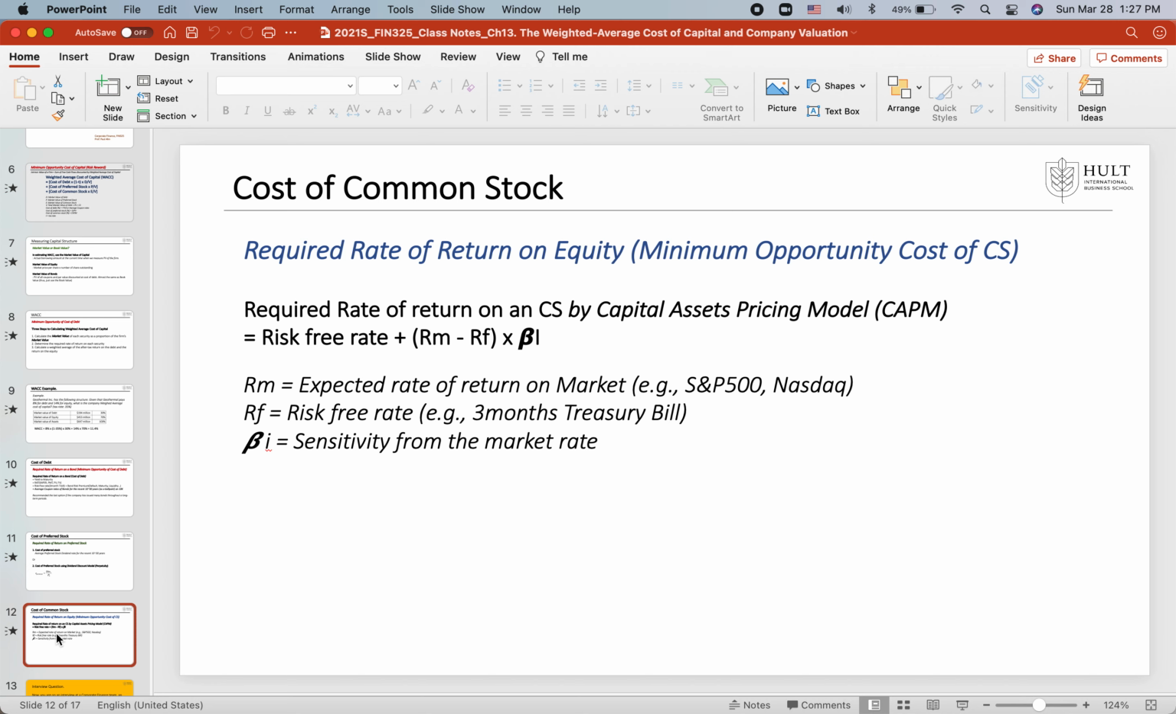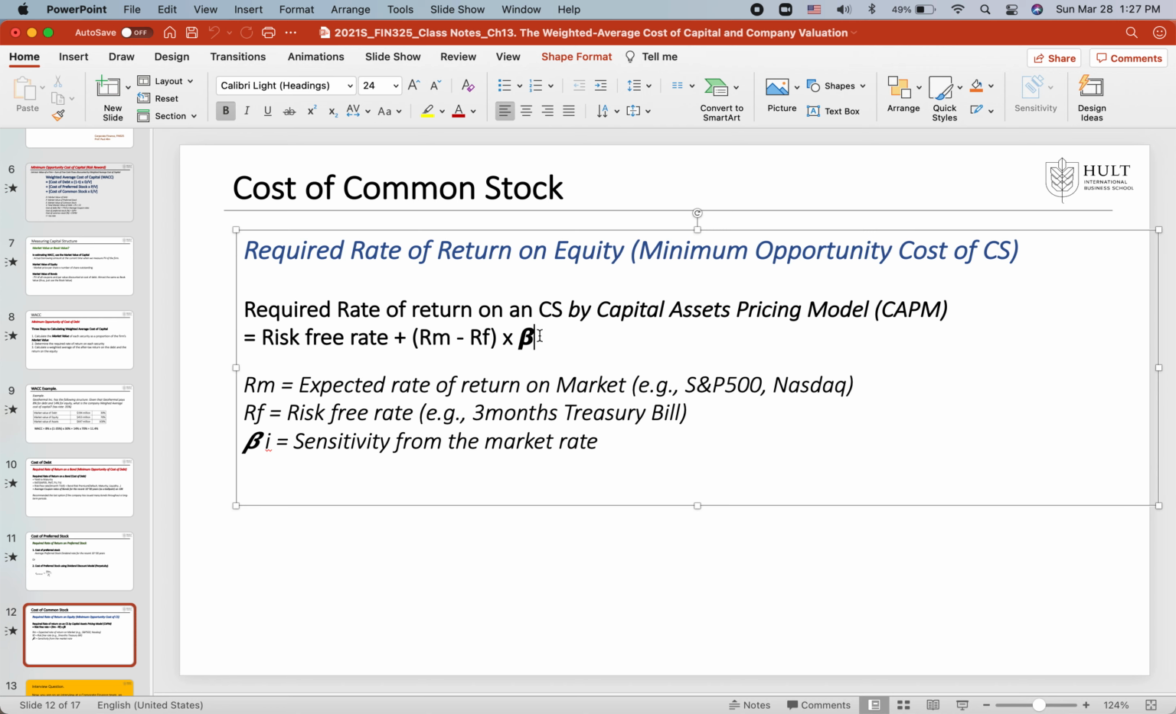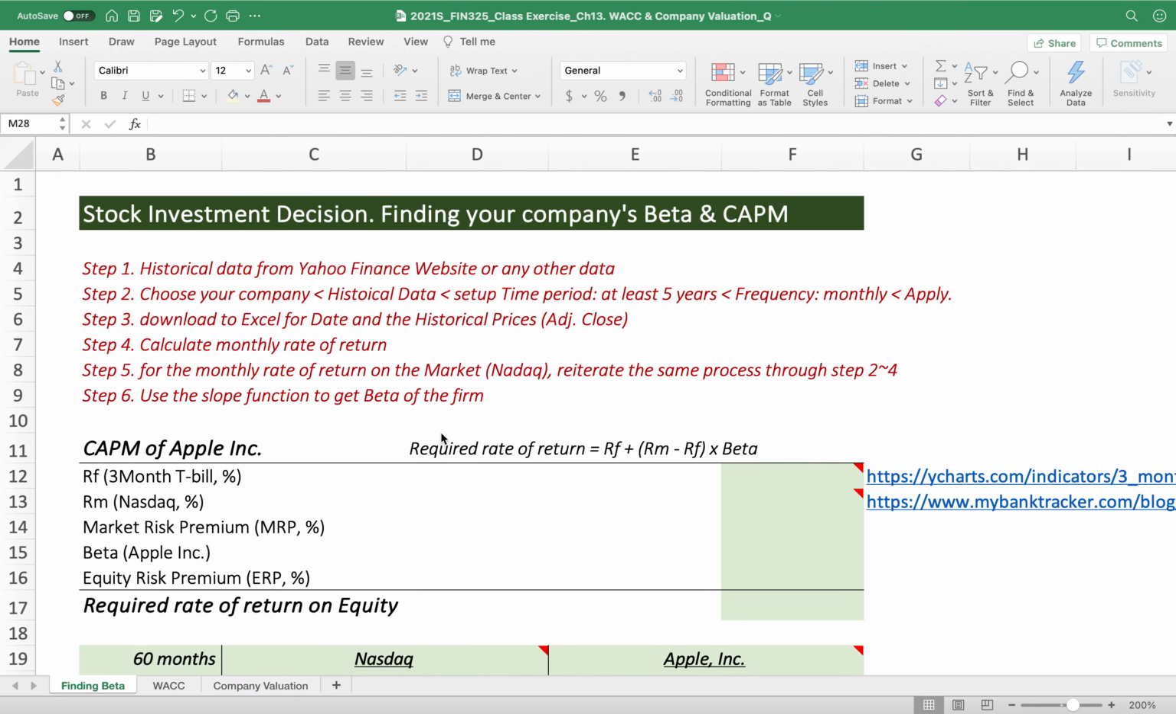The capital asset pricing model has the components of the risk-free rate, the market rate, and then beta. So the point is how to get this based on the actual stock prices, the historical data. So let's get started finding beta.